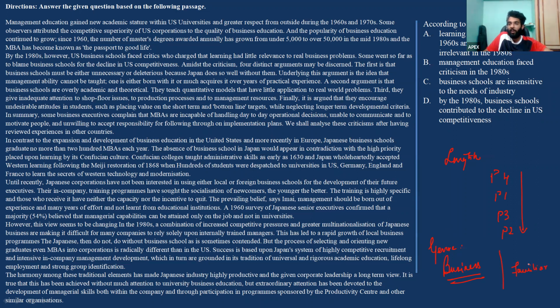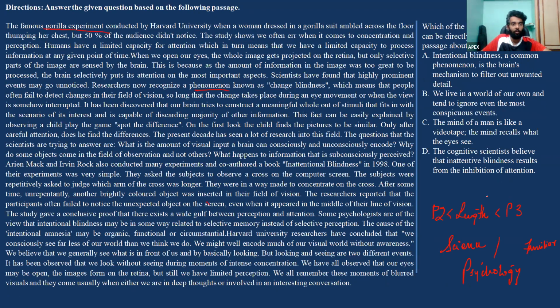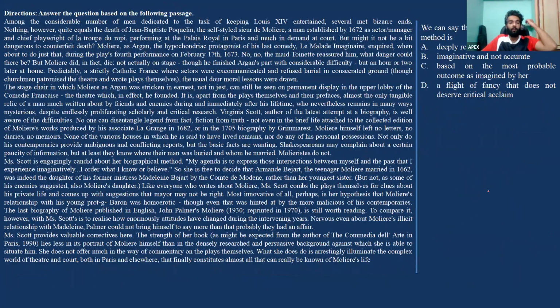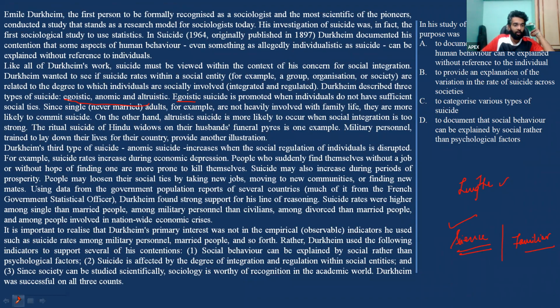So on the basis of familiarity, length, and the presence of big words per se, we should be choosing to go ahead with passage 2 and 3 first, and then passage 4 and then passage 1. All right, so let's do that in this particular order. Let's go to passage 2 and let's see what this passage is all about.